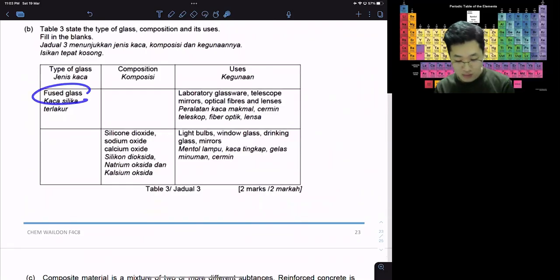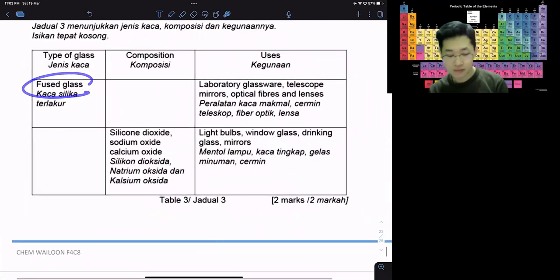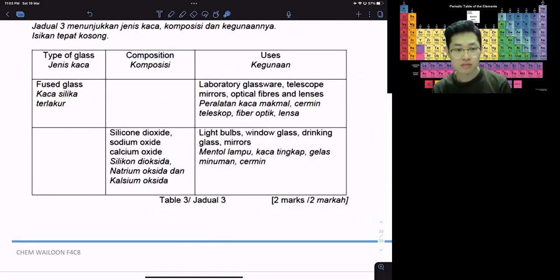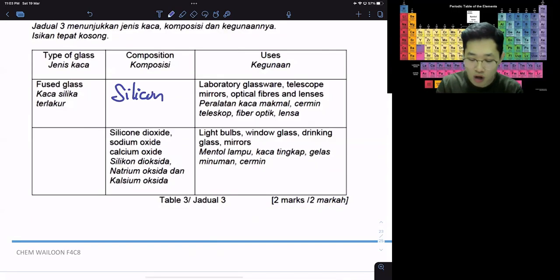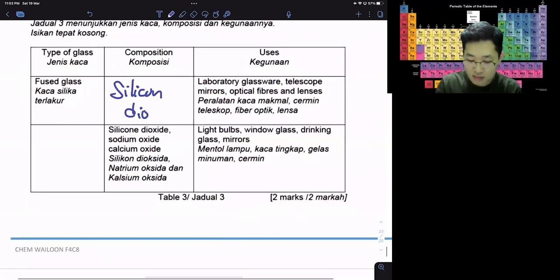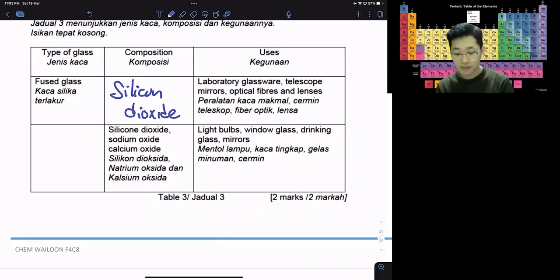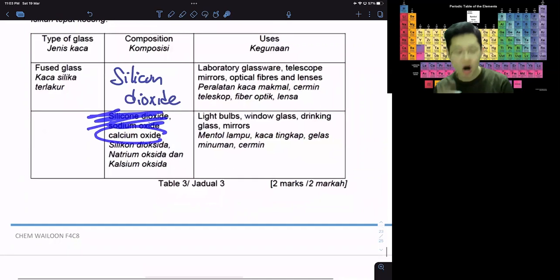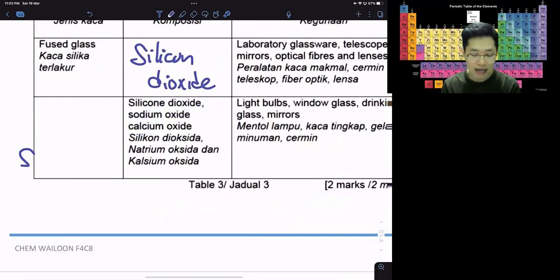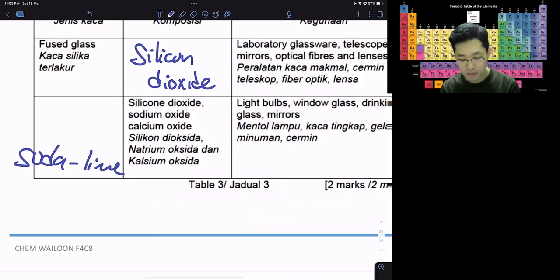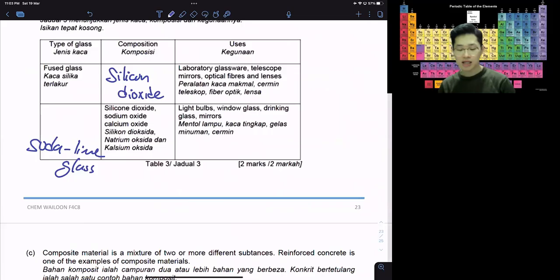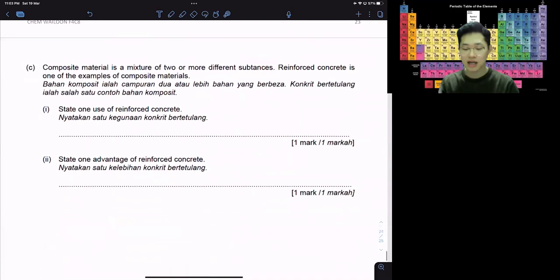Fused glass. Fused glass, composition. Fused glass is made of what? The cheapest, yes, 最简单的 glass, simplest glass, only made of sand, low cost. Silicon dioxide. When you have silicon dioxide, sodium, okay, this one nothing, calcium oxide. So when you have calcium, soda lime. Isn't it very easy? Chapter 8, chapter 4, all this sub water lah.